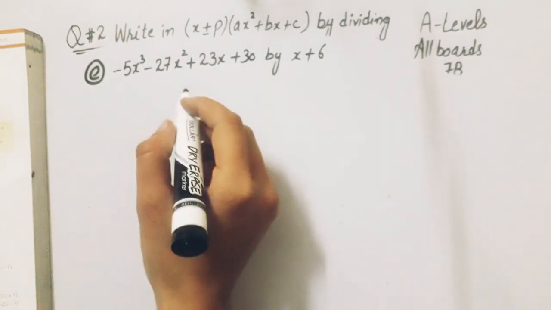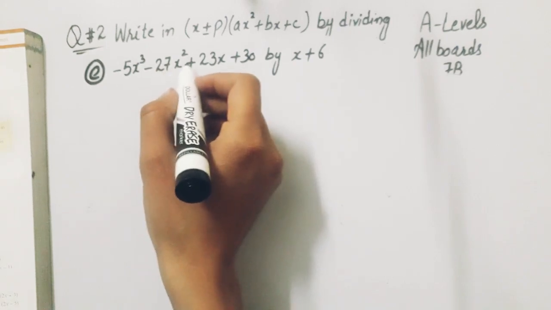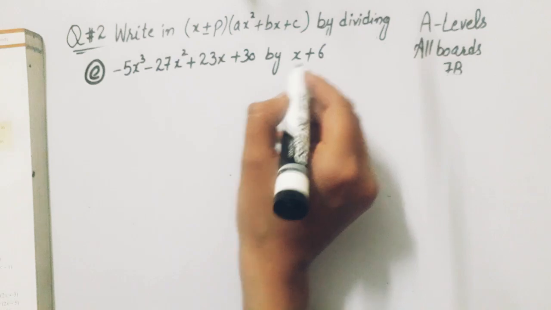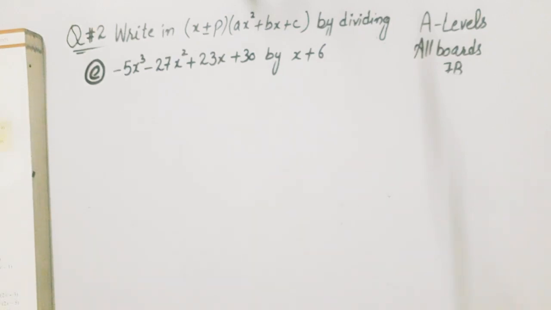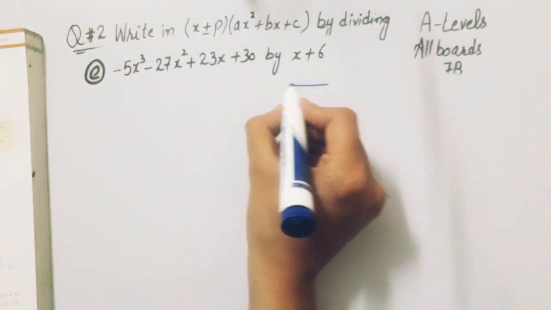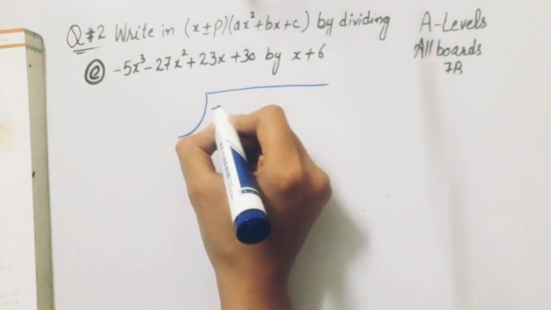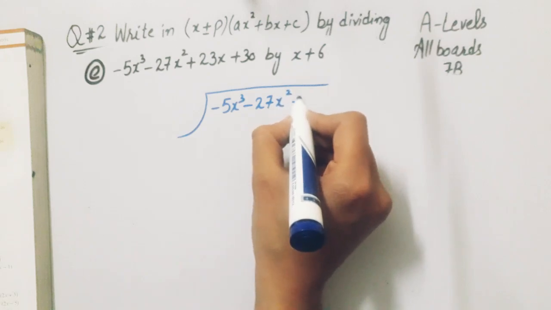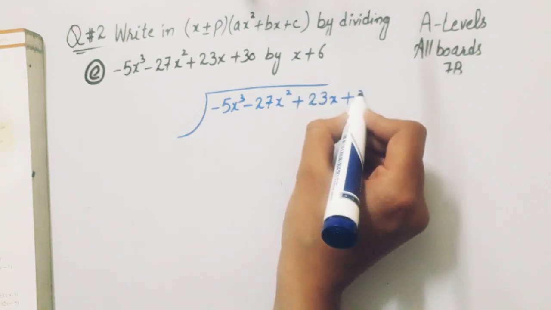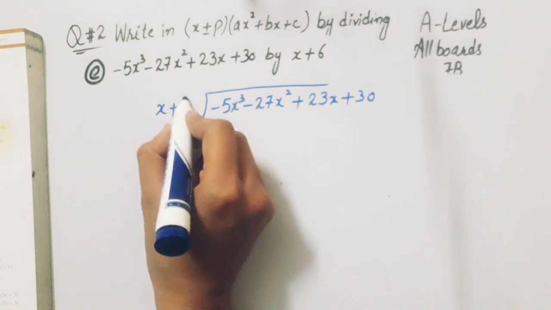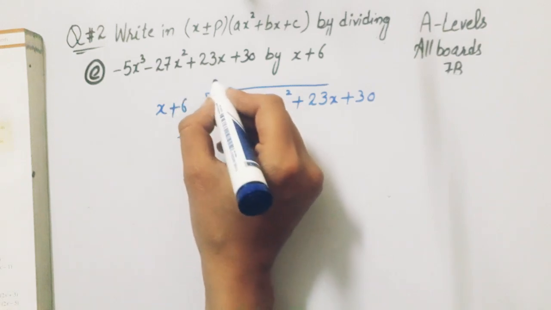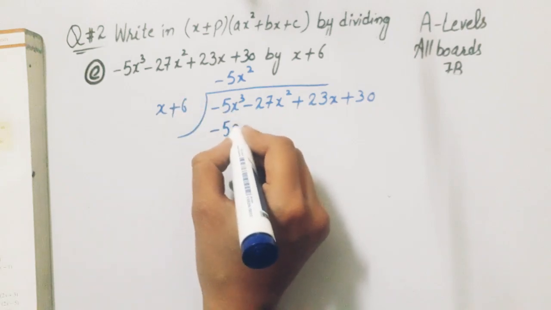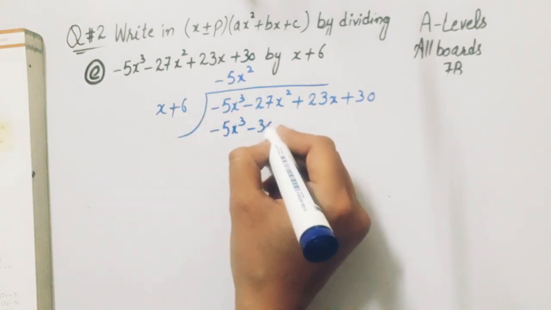Now in the E part we have minus 5x cube minus 27x square plus 23x plus 30. Divide this by x plus 6. So we will solve this question. Minus 5x cube minus 27x square plus 23x plus 30, and divide this by x plus 6. To make minus 5x cube, we will multiply x by minus 5x square. This will give minus 5x cube minus 30x square.